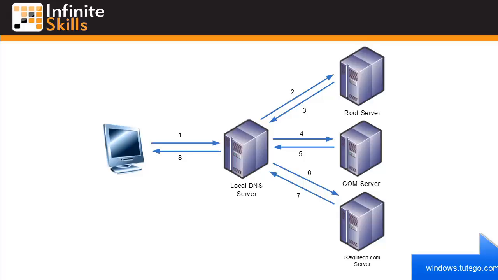For example, if you think about a typical name, maybe it's www.infiniteskills.com. The reality is there are different DNS servers at each of those domain levels. So we have the top level domains, for example, .com, .net, .co.uk. And there are a set of DNS servers that just handle resolutions, for example, .com.